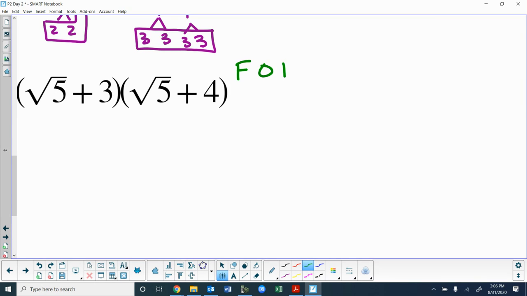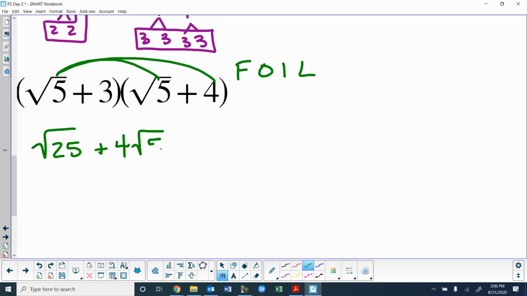First, outside, inside, last. So first, square root of 5 times the square root of 5 is the square root of 25. Outside, square root of 5 times 4, we just usually put the number in front of the radical, so 4 radical 5. Inside would be 3 radical 5. And then last, 3 times 4.